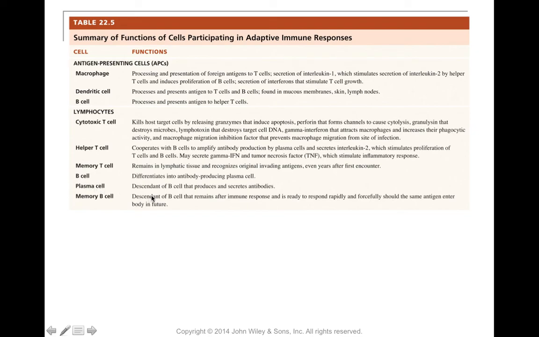We also have plasma cells. Plasma cells are descendants of B cells that are going to help produce and secrete those antibodies. And then the memory B cells are going to be the descendants that remain to be responsible for that secondary immune response, so we can respond rapidly and forcefully if we ever encounter the same antigen in the future.